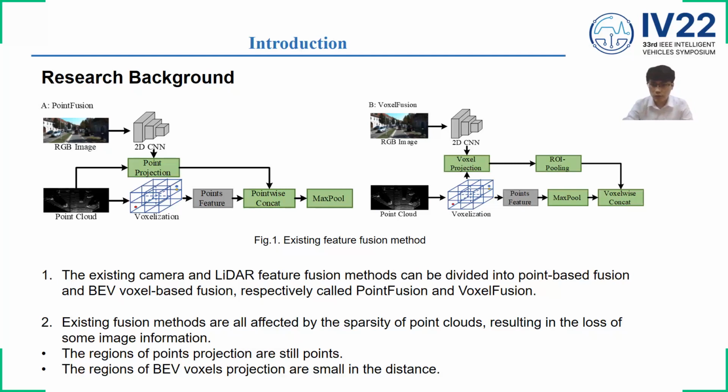As shown in Figure 1, the existing camera and LiDAR feature fusion methods can be divided into point-based fusion and bird's eye view voxel-based fusion, respectively called point fusion and voxel fusion. They perform feature fusion through point projection and voxel projection. The regions of point projection are still points. The regions of bird's eye view voxel projection are small in the distance. The two fusion methods are all affected by the sparsity of point clouds, resulting in the loss of some image information.